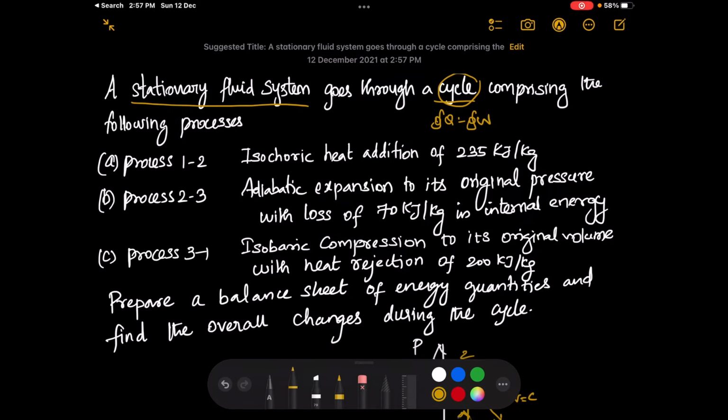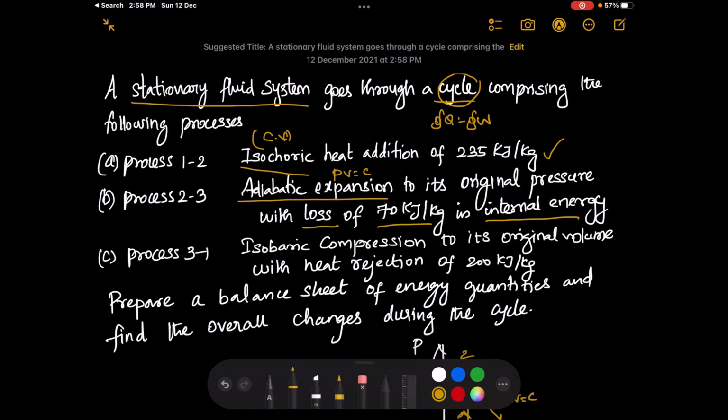Consider the following processes. Process 1 to 2 is isochoric heat addition. What does isochoric mean? It means a constant volume process. Heat addition is given. Process 2 to 3 is adiabatic expansion, which is nothing but isentropic expansion, PV^γ equal to constant, to its original pressure with a loss of 70 kilojoules per kilogram in internal energy.